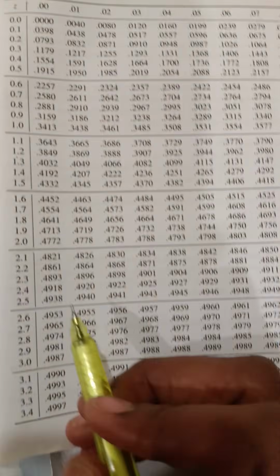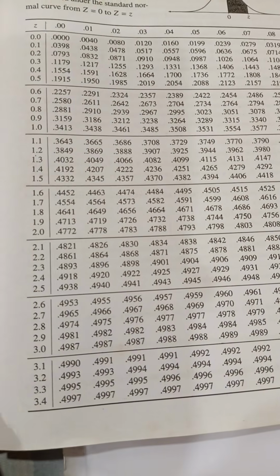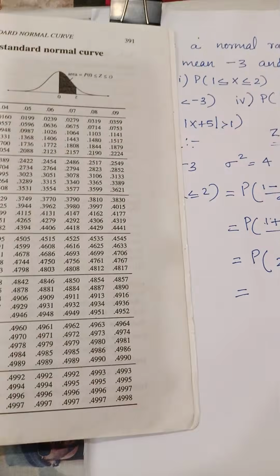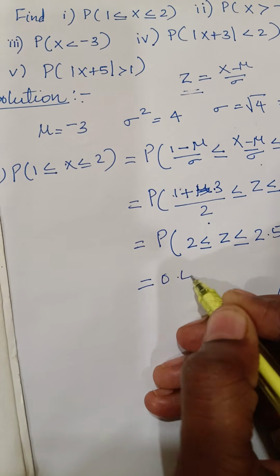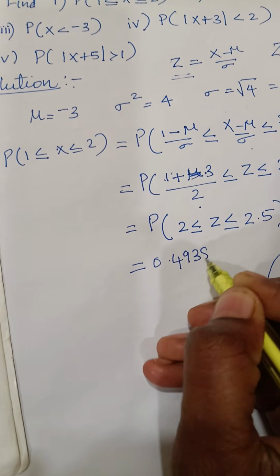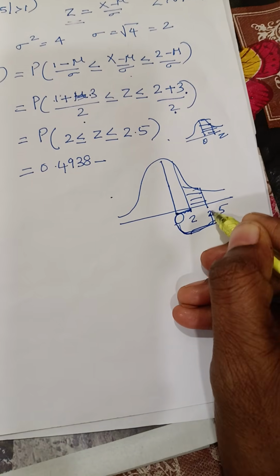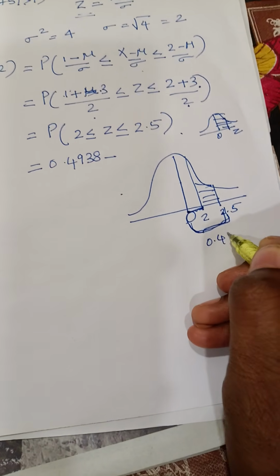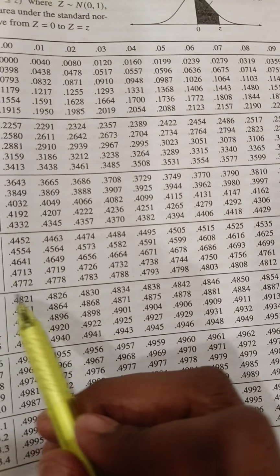Okay, so this is the standard normal table, and the probability from 0 to 2.5 is 0.4938. So we can substitute the value here, 0.4938, minus the probability from 0 to 2. Now we can find the probability from 0 to 2. What is the probability from 0 to 2?